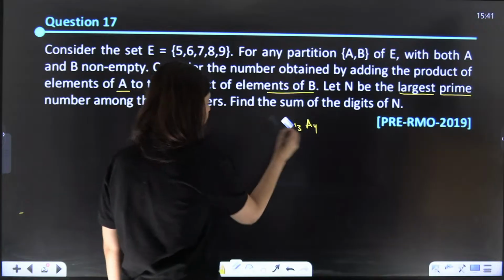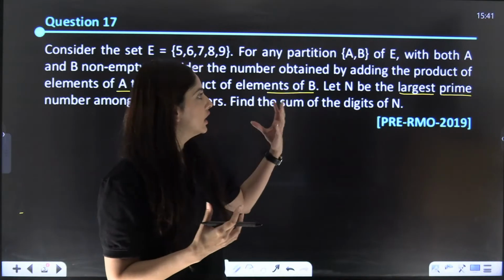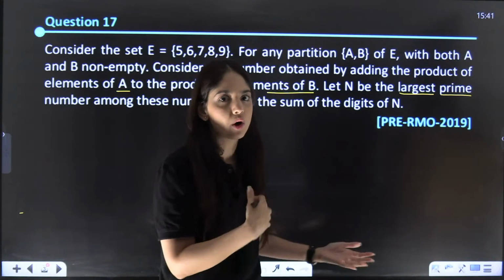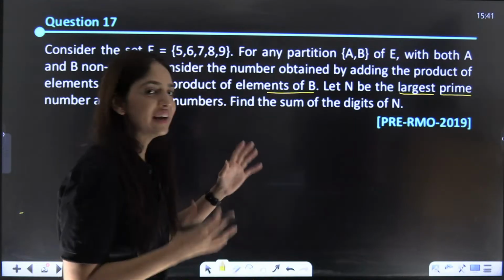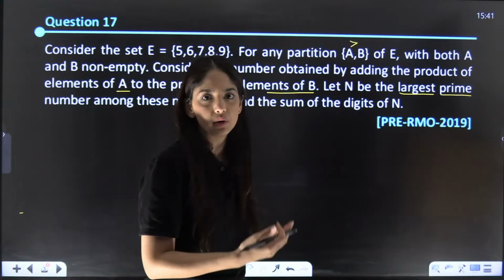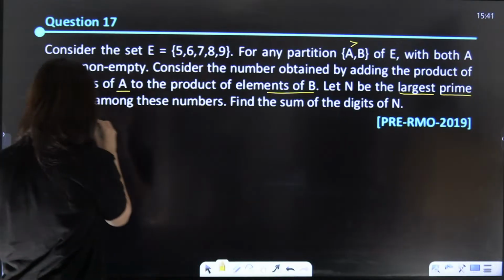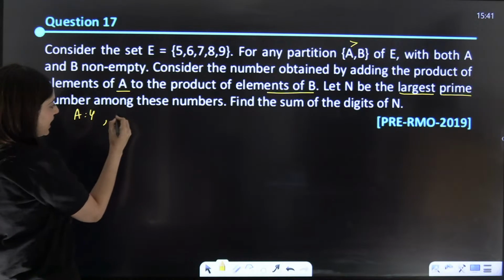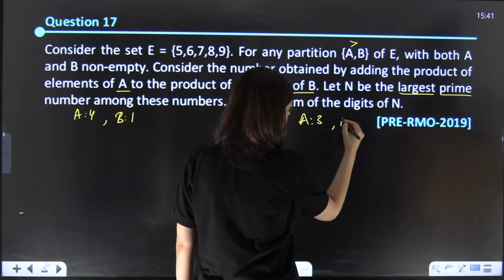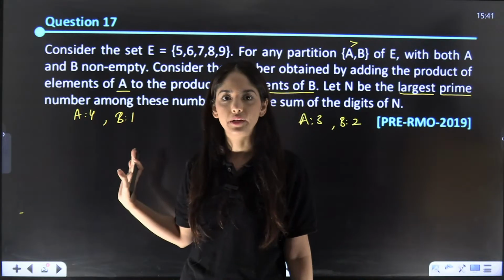See, first of all, what do we have to understand? We have to understand that it doesn't matter which numbers go to A and which numbers go to B, as long as there's a partition, because the order doesn't matter here, right? So let's say A has more elements than B. They cannot have equal number of elements because there are 5 in total. Now what are the options? Either A has 4 elements and B has 1 element, or A has 3 elements, B has 2 elements. That is the only possible partition that we can have, such that both are non-empty, right?